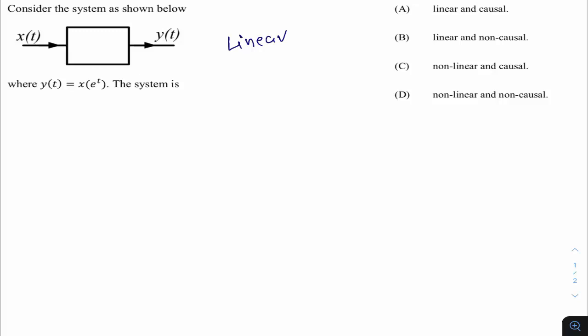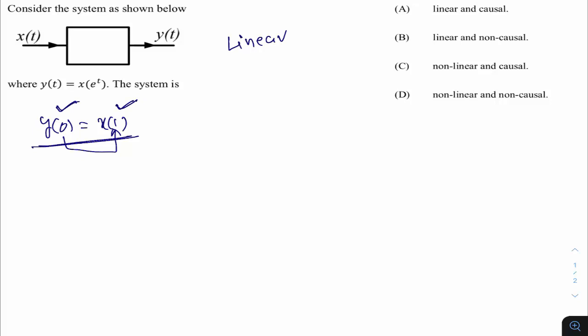And what about causality? Causality means we have to test the output by substituting different values of time, like if we get some situation where the present output is depending on future inputs, then we can say it is non-causal. So in this equation, if I substitute t equal to 0, y of 0 is x of e raised to power 0. e raised to power 0 is 1, so y of 0 is x of 1. So what is the meaning of this equation? To get the output at t equal to 0, you need the input at t equal to 1.